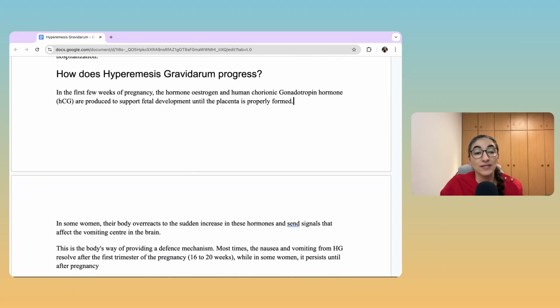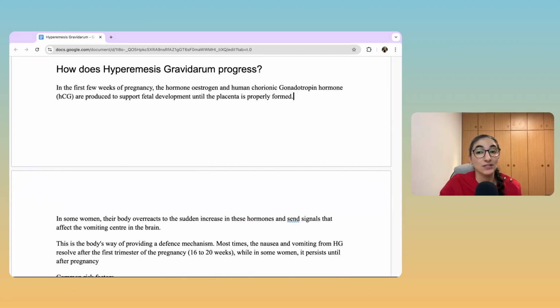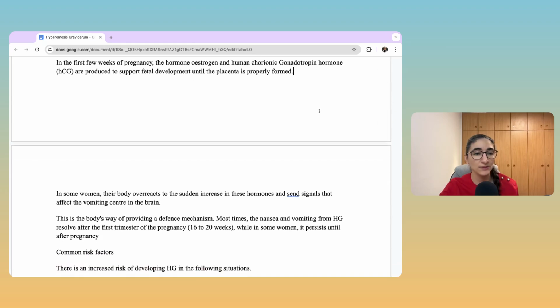So depending on the audience for this article, I would recommend maybe making it a bit easier to read, to say support development of the growing baby rather than fetal development. That might be a bit more accessible or easier for people to read.